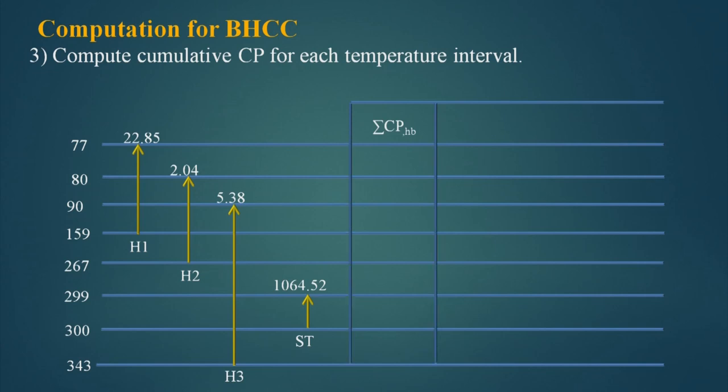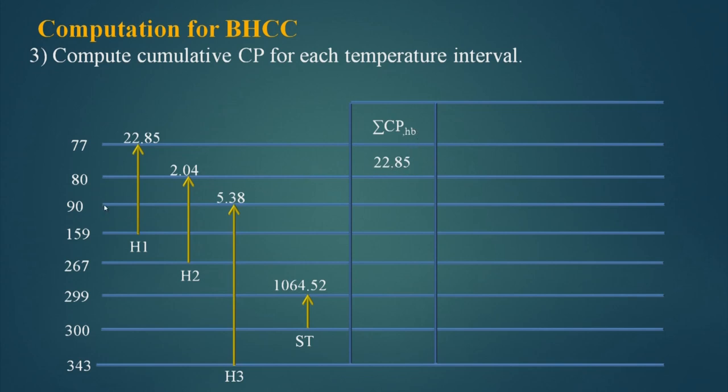Now, we will compute the cumulative Cp values in different temperature intervals. In the temperature interval 80 to 77 degrees, only H1 is present, and the Cp value of H1 is 22.85, and that is why in this temperature interval the cumulative Cp value is 22.85.